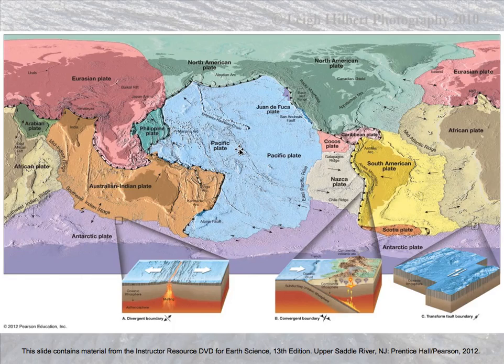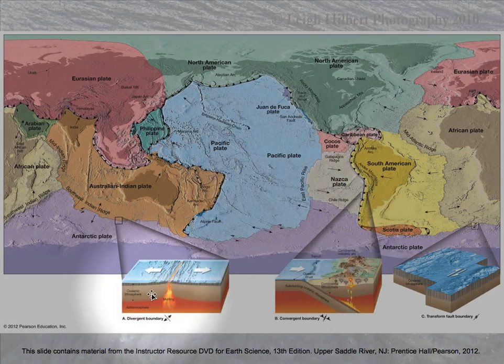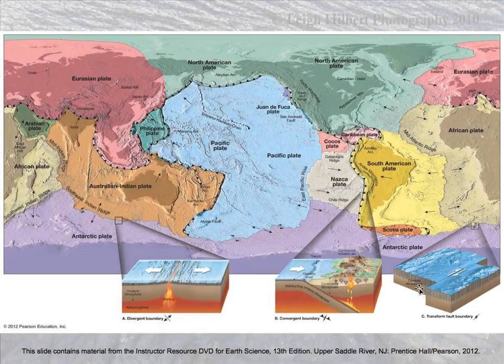They can crash into each other, which is plates converging. They're moving toward each other. That's called a convergent boundary. When plates are moving away from each other, that's typically called a divergent boundary, right here. And the other kind of plate relationship is called a transform boundary. That's where plates are sliding past one another.